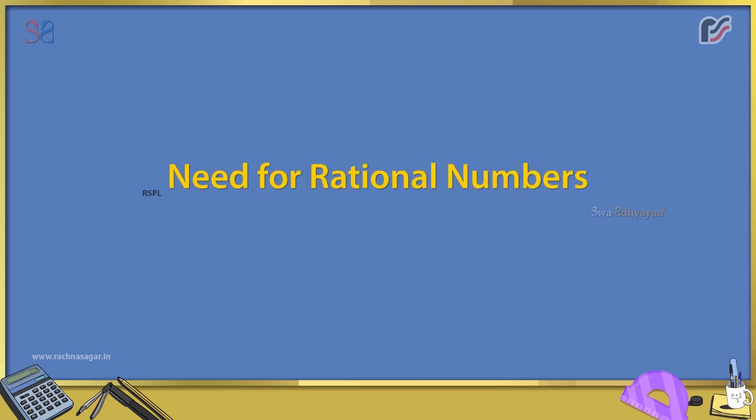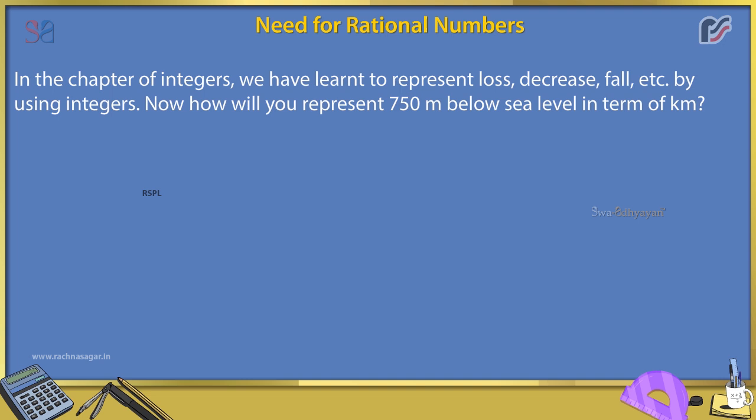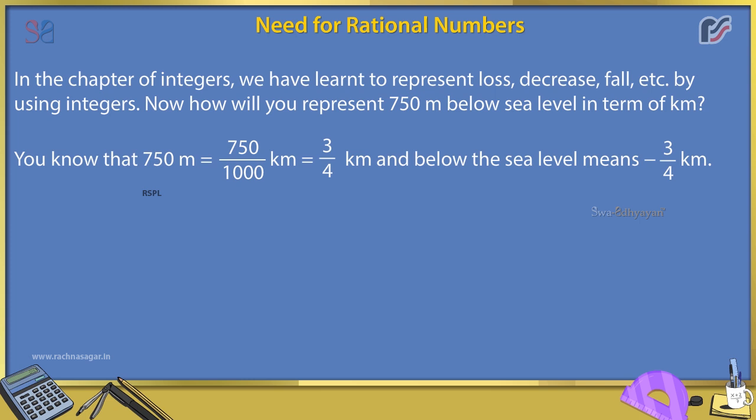Need for rational numbers. In the chapter on integers, we have learned to represent loss, decrease, fall, etc. by using integers. Now, how will you represent 750 meter below sea level in terms of kilometer? You know that 750 meter is equal to 750 by 1000 kilometer, which is equal to 3 by 4 kilometer, and below the sea level means minus 3 by 4 kilometer.